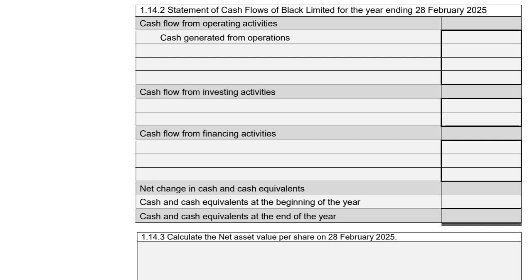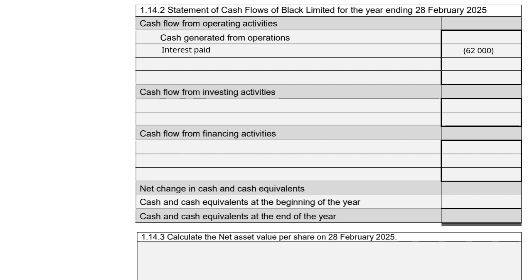1.14.2 Statement of Cash Flows of Black Limited for the year ending 28 February 2025. We are going to start with the cash flow from operating activities, and then we're going to do the cash generated from operations. We start with our interest paid, and that was the 62,000 given in brackets because it's an outflow of cash.